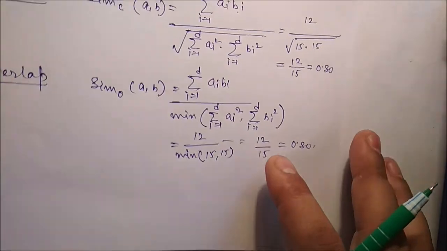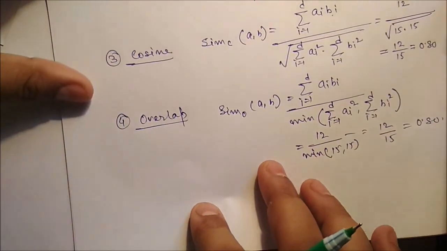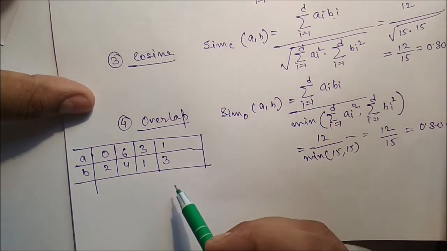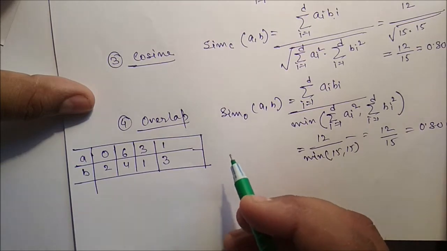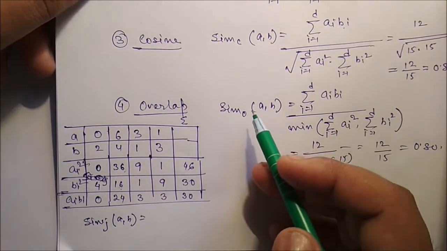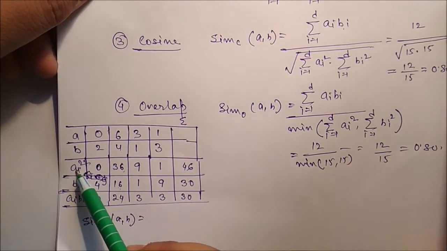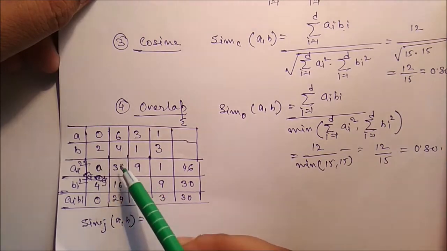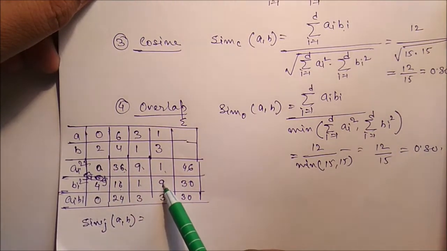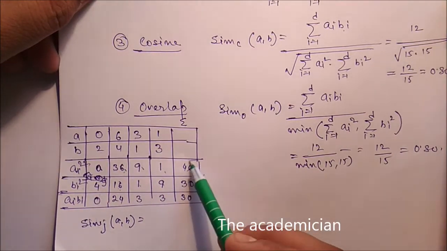Now you can do one thing. I am giving you one data set: distance between A and B using Jaccard, Dice, cosine and overlap. You just pause the video and calculate the answer. Give me the answer. So these two, A and B, are the data. First of all, we have to calculate Ai square: 0 square, 6 square, 3 square, 1 square. Bi square: 2 square, 4 square, 1 square, 3 square. And AiBi. This is the AiBi and this is the summation.